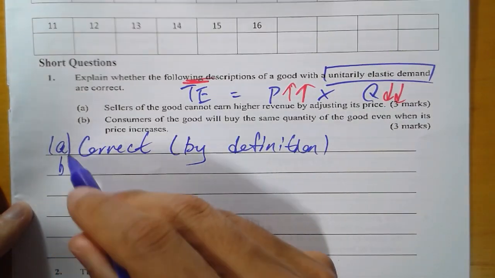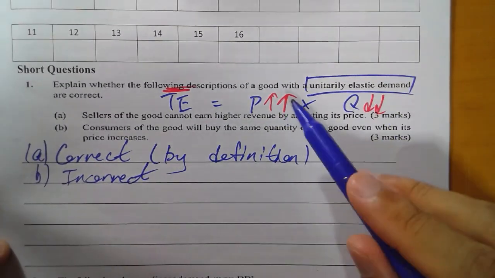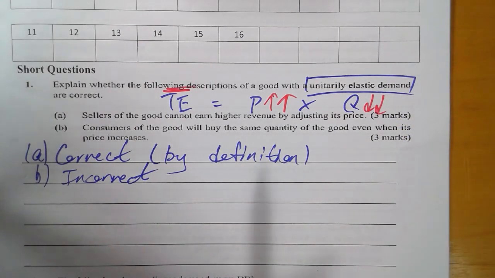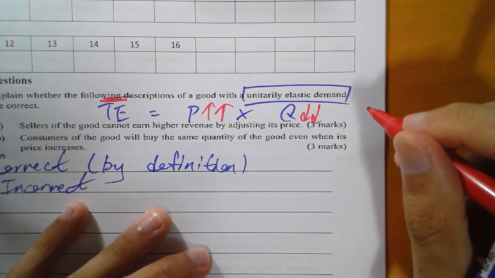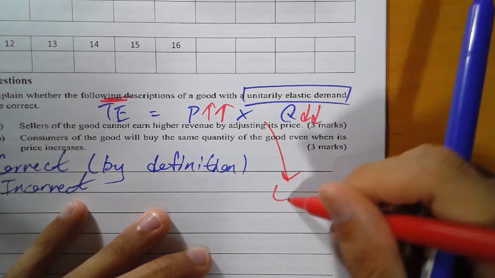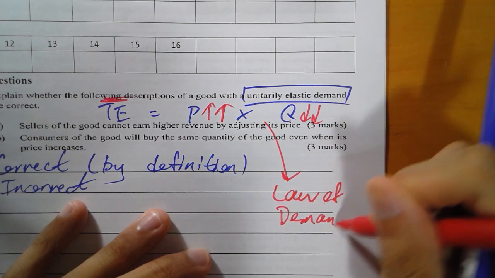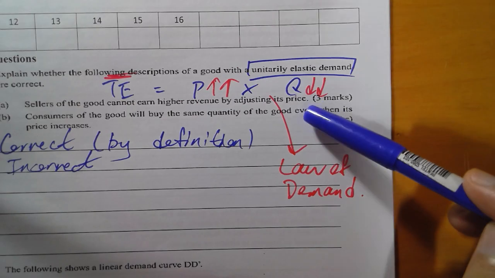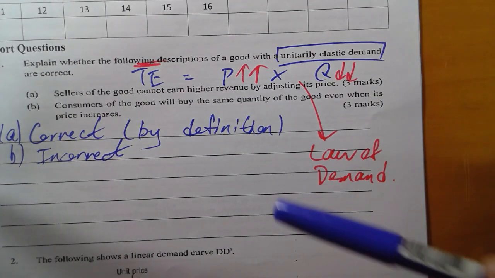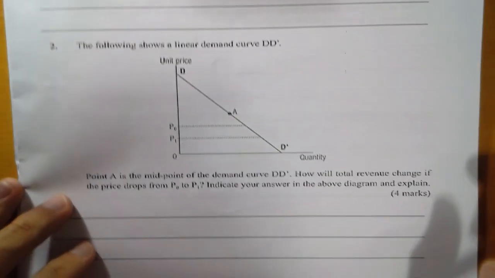A is correct. No matter if you raise the price or lower the price, you cannot earn more. Now for 1B, it is incorrect because look at our formula. Here, an increase in price will lead to a decrease in quantity. This is just our law of demand. The higher the price, the lower the QD. So this is incorrect. Evidence from our formula and from the law of demand. This one doesn't waste time, it's very easy.